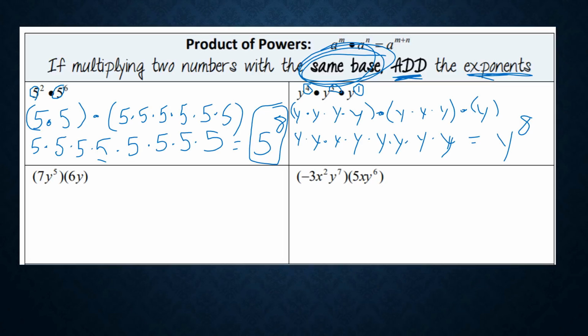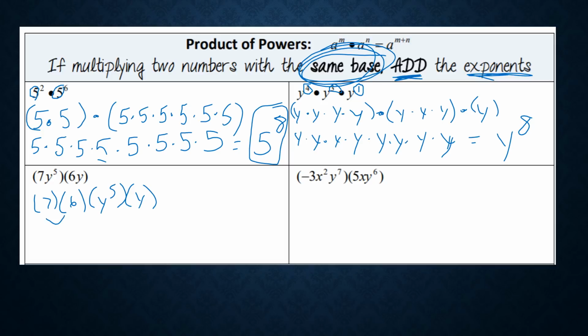In this next one, what I would do is I would group my coefficients together. So it's going to be 7 times 6, and then group those exponents together, times y to the 5th times y. Now, do not get this mixed up. We are not adding those together, because if there was a plus sign between that, you wouldn't be able to combine 7y to the 5th plus 6y. But when you're multiplying, it's a different story.